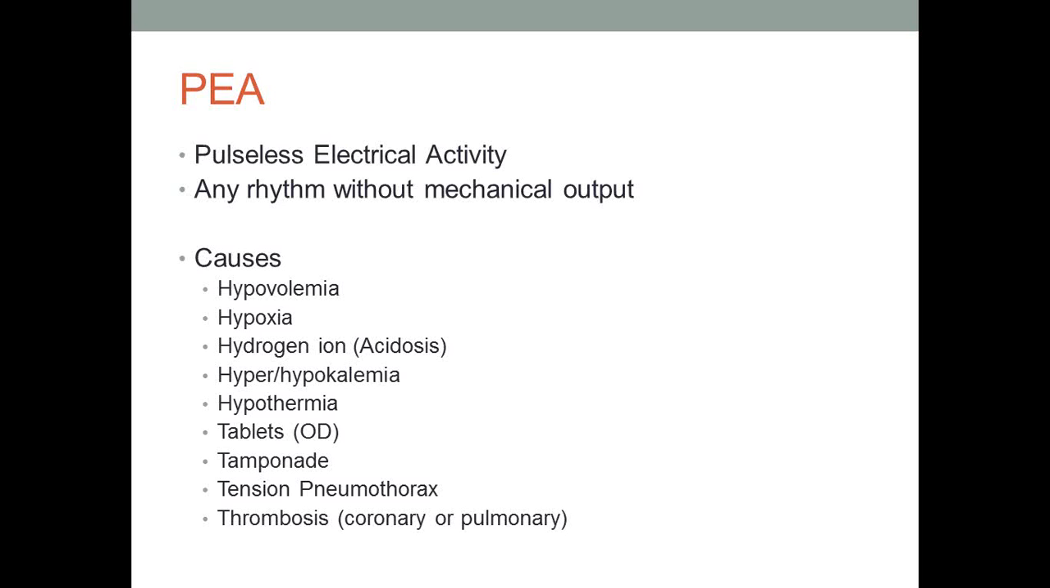Hypothermia. The T's are tablets, so an overdose. Tamponade, which is cardiac tamponade, which we've talked about in our cardiac lecture. Tension pneumothorax, which we've also talked about in our respiratory lecture. And thrombosis, which again is a clot, so either coronary or pulmonary, so a clot either in the lungs or in the heart.